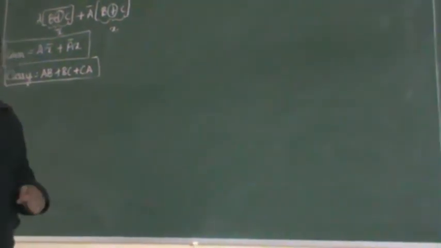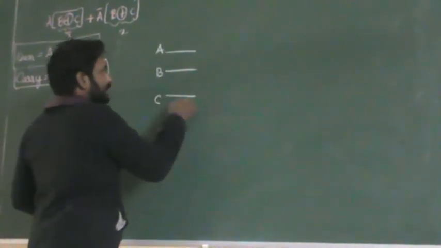In the previous video we have already seen how to write the circuit diagram for sum. So now we write the circuit diagram for carry. It is very easy. That is AB plus BC plus CA. So you require 3 AND gates, right? So let me write down A, B and C. These are the 3 inputs.